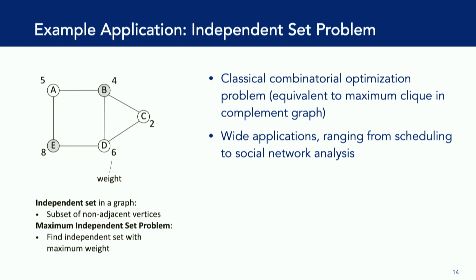And the application I'm taking here is a very classical combinatorial optimization problem. It's the maximum independent set problem. On the left we have a graph, and the vertices are labeled A through E, and every vertex has a weight, 5 for A, 4 for B, and so forth. An independent set is a set of vertices that are not connected by edges. So for example, A and D don't have an edge in between them, so that's an independent set. I want to find the subset of vertices that has the maximum weight, and that's in this case B and E, weight 12. Okay?